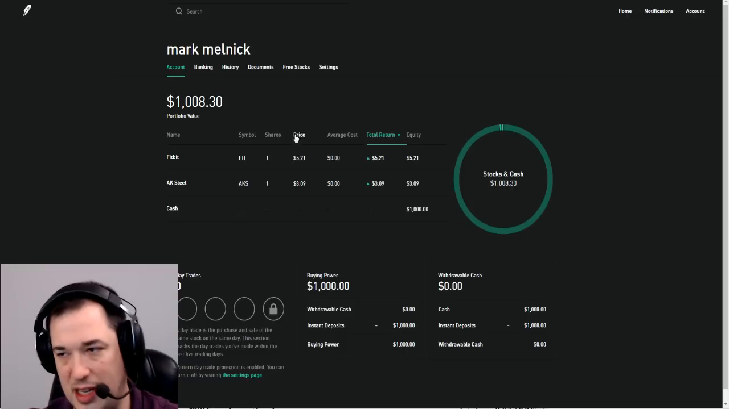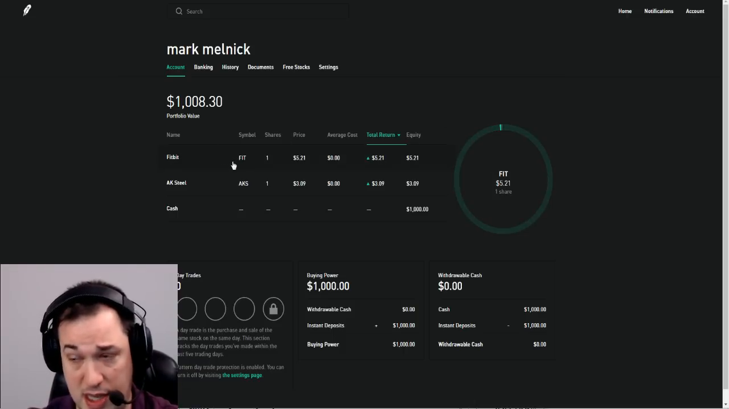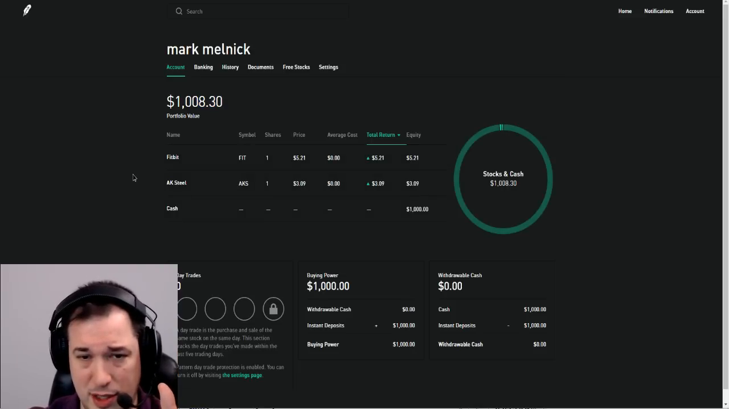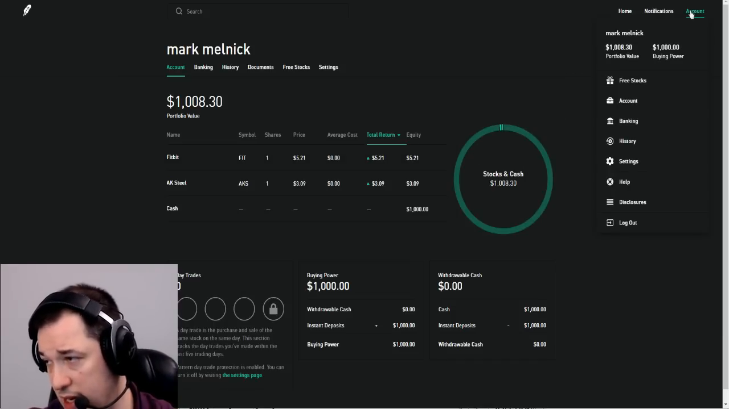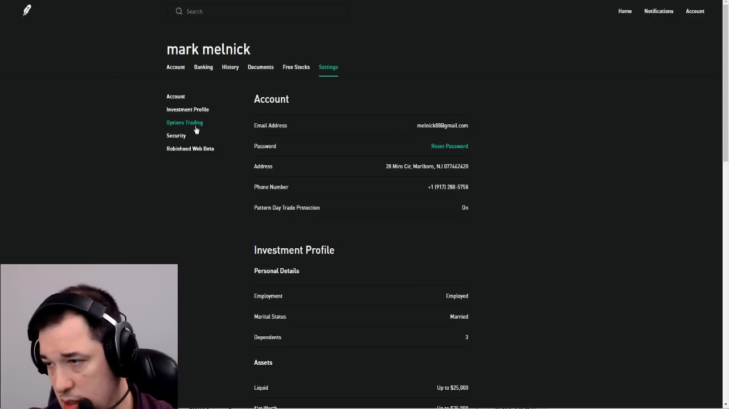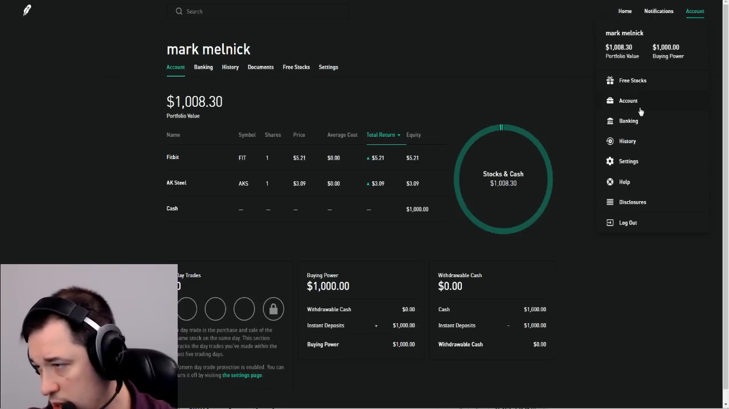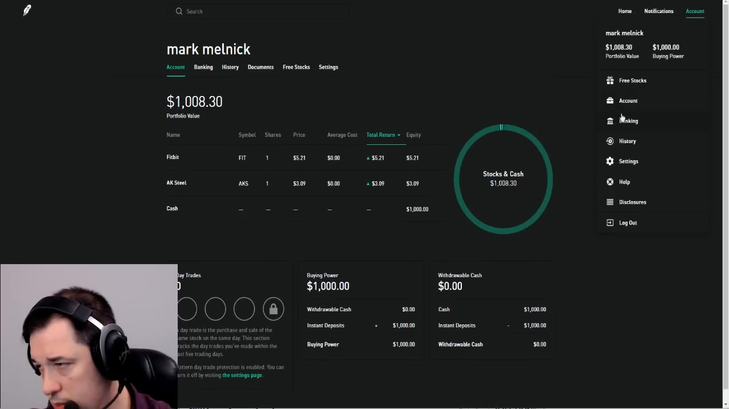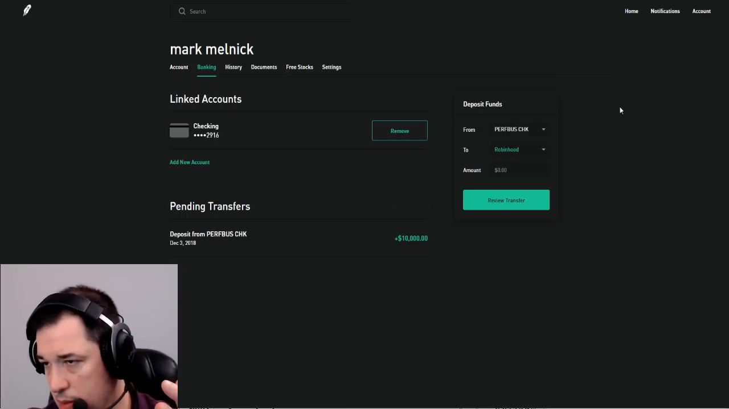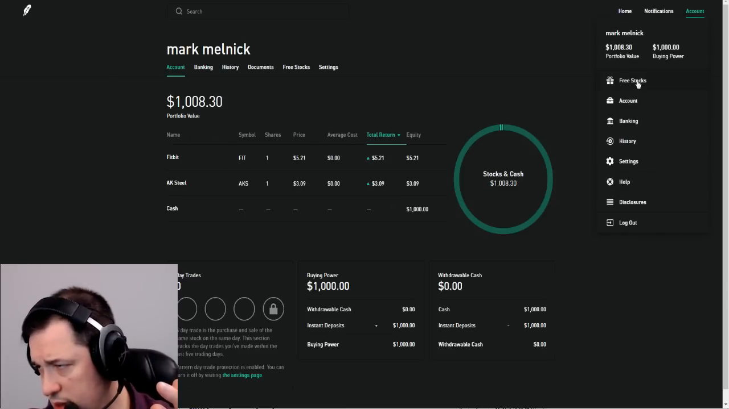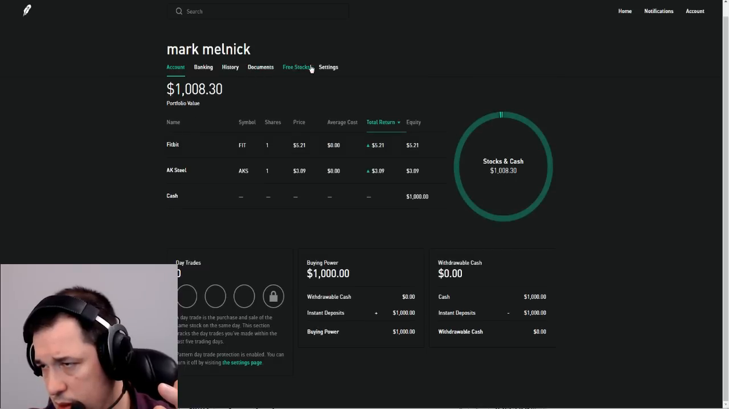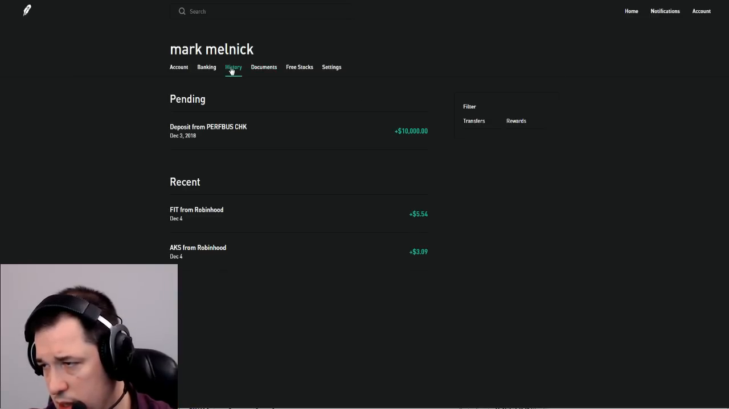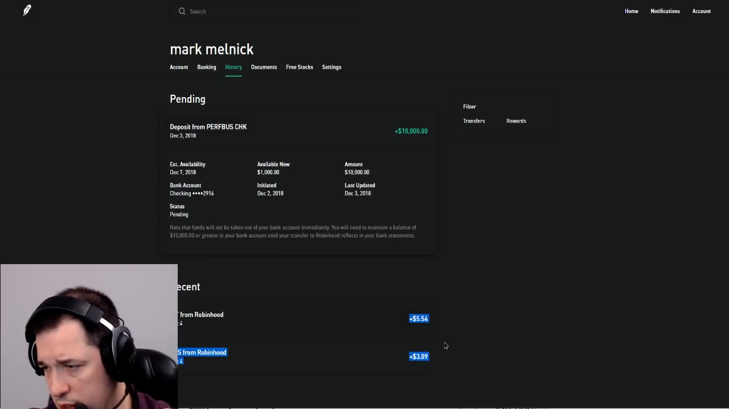So I'm starting with a $10,000 account. They gave me 2 free shares of stock, a Fitbit share and an AK Steel share. I physically did not buy them. That's why my account shows up $8.30. This is what I did. I hit account, I hit settings. Let's go to account. Banking. It's easy to fund. Account. Free stocks, documents, history. All right, so here's my deposit. Here are the 2 free stocks they gave me.